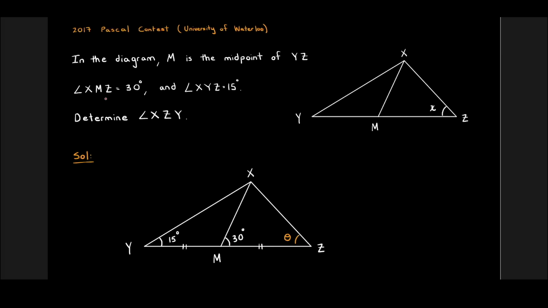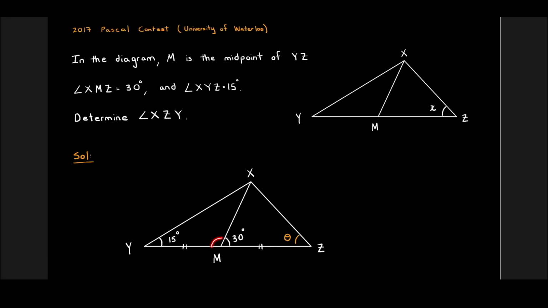We're also given two angles. If you look at angle XMZ, which is this angle, it's given to be 30 degrees. We're also given angle XYZ, which is precisely this angle Y, and it's given to be 15 degrees. And we need to find angle XZY, which is this angle. I labeled it in orange, theta. That's the goal.